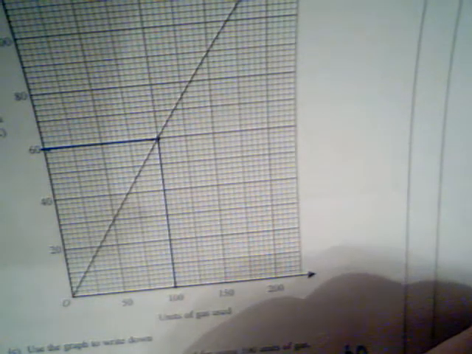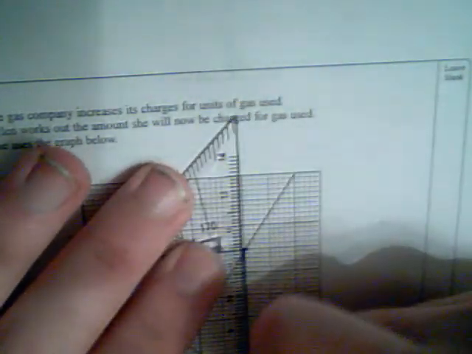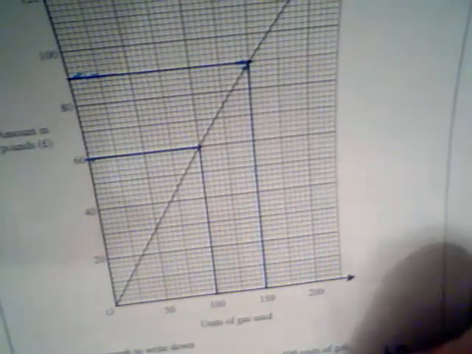And this is the number of units of gas when Helen is charged £90. So this is just using the y-axis and then reading the value from the x-axis. So 90 is here. Read off this value here. If you can see that better, it's just going to be 150 units.